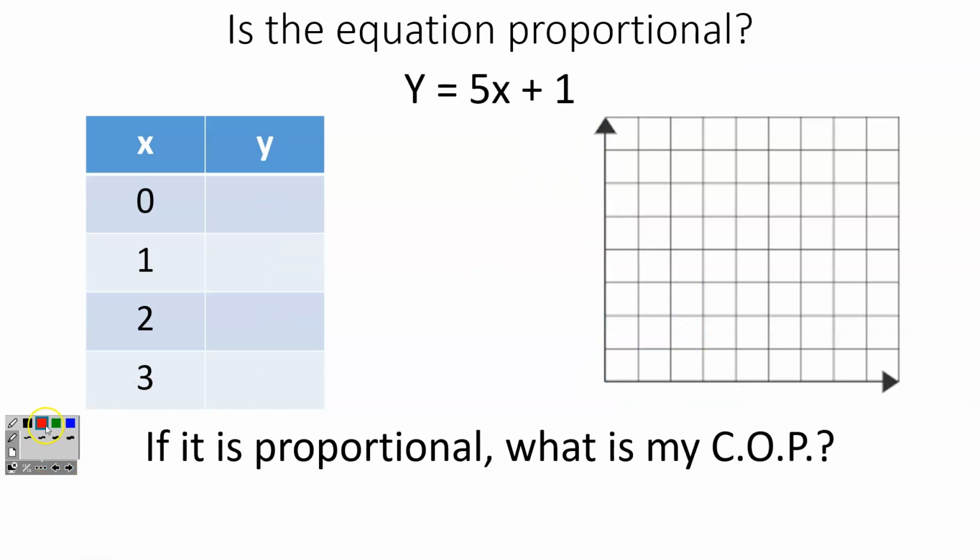This one right here, same thing, y equals 5x, but this time we're adding 1. So hopefully you've already looked at it and said, oh, wait a minute, it's adding, so it's not going to be proportional. No. Let's plug it in. 5 times 0 is 0, plus 1 is 1. 5 times 1 is 5, plus 1 is 6. 5 times 2 is 10, plus 1 is 11. 5 times 3 is 15, plus 1, which is 16.